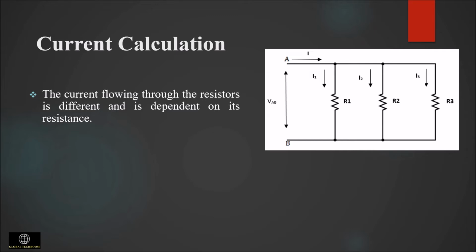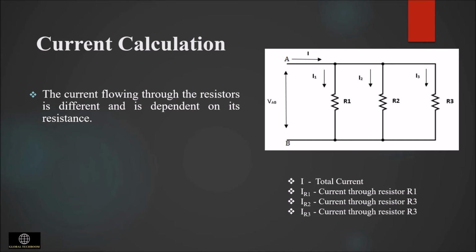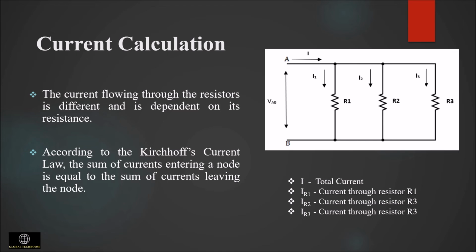So, if I is the total current entering at the node A, it has three paths to reach the node B. The current flowing through each resistance will be dependent on its resistance. So, if I1 is the current flowing through resistor R1, I2 is the current flowing through R2, and I3 is the current flowing through R3, then the currents I1, I2 and I3 can be related with the help of Kirchhoff's current law. According to this law, the sum of currents entering a node is equal to the sum of currents leaving the node. So we can say that I is equal to IR1 plus IR2 plus IR3.